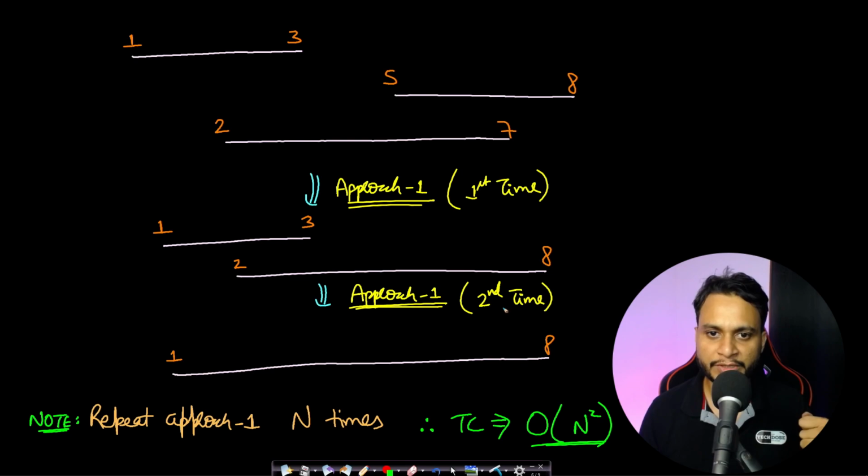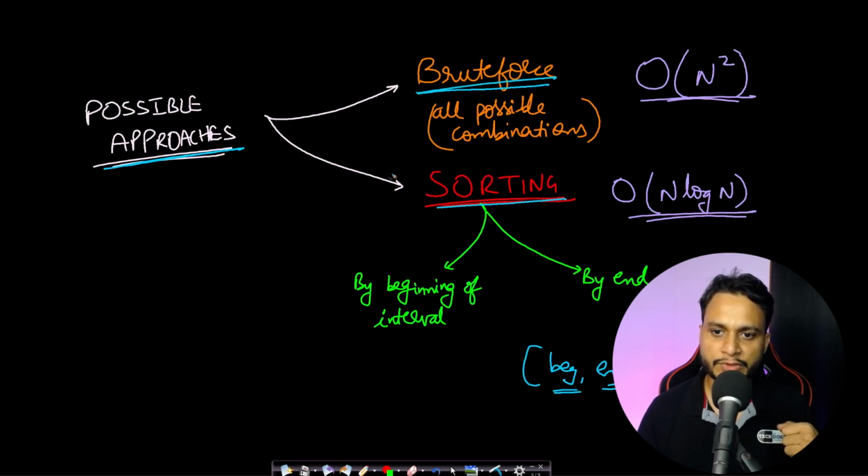And this is the visual representation of the previous example using the brute force approach. So in approach 1, you will get 1 to 3 and 2 to 8 as 2 different intervals. And after that, if you apply approach 1 a second time, you will get 1 to 8, which is the correct answer. Approach 1 actually takes order of n time. And if you apply it n minus 1 or n times, then that becomes an order of n square solution. That is the brute force solution.